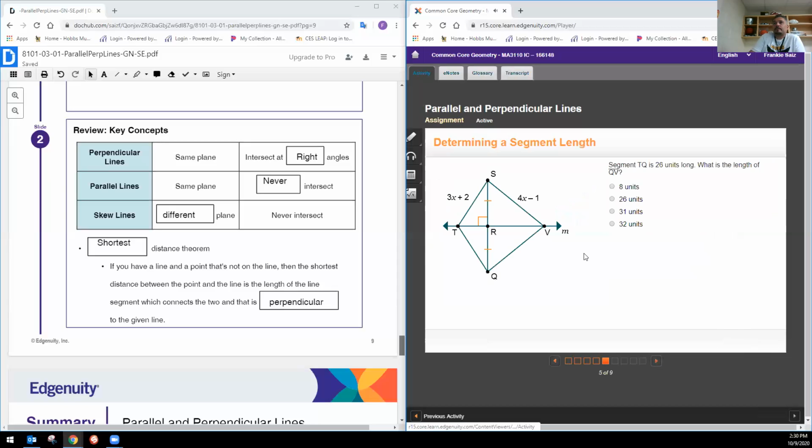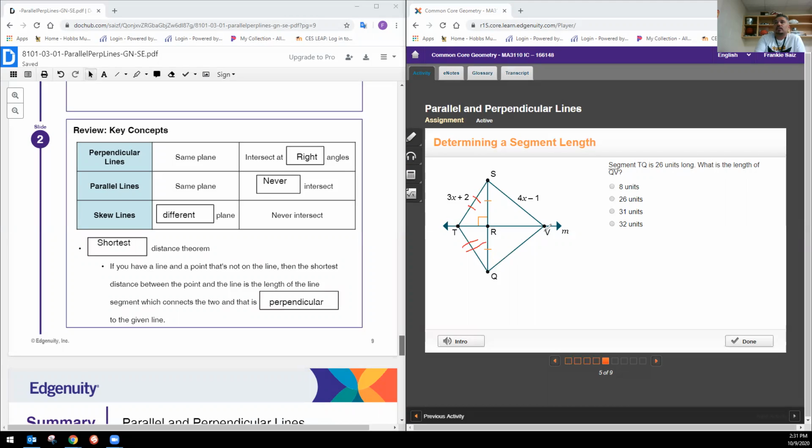Okay. Determine the measure of segment QV. Let's get ready to annotate here. Segment QT, which is right here, is equal to this one. So we're looking to pair up this line and this line. And segment TQ is 26 units long. What is the length of QV?